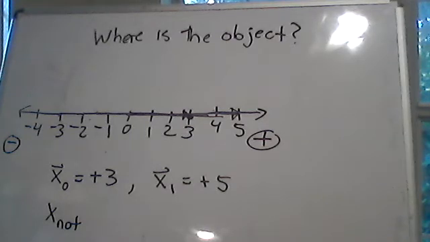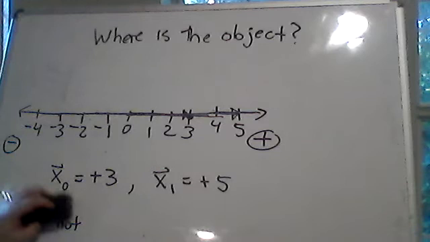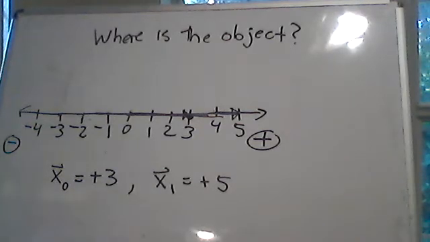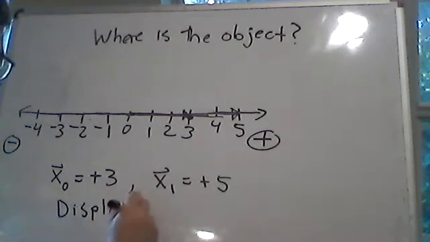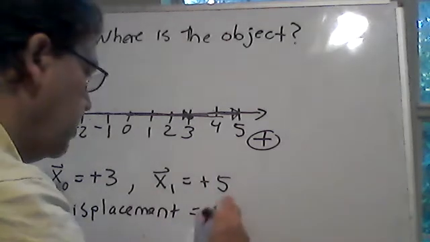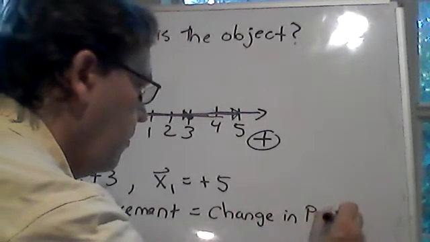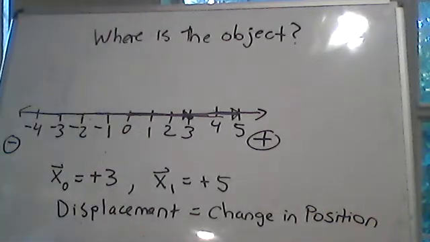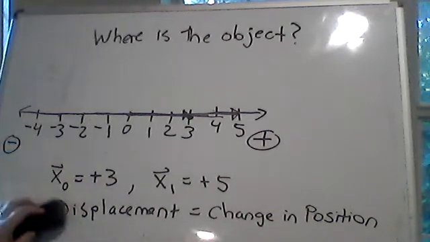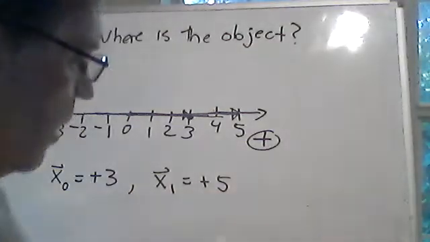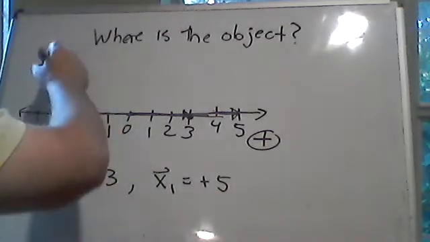Now, the question I want to ask is, how can I characterize this movement, this change in position? And I mentioned this last time, we define what is called the displacement. So the displacement equals the change in position. That's your displacement, a change in position. So we discussed changes of something.